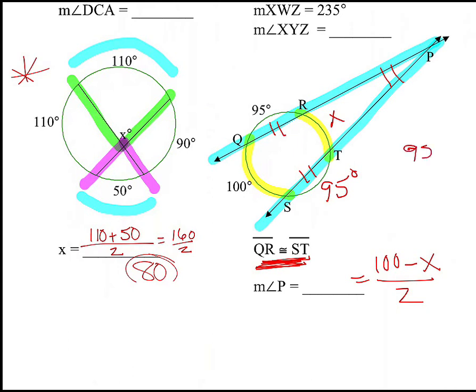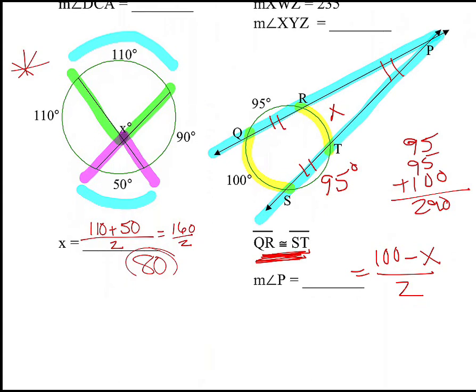So I have 95 plus 95 plus 100, which gives me a total of 290 degrees. That's only going to leave me 70 degrees for x. So if x is 70, I'm going to come down here, I'm going to get rid of x, and I'm going to replace it with 70 degrees, and now I can figure out what angle P is, because 100 degrees minus 70 is 30, divided by 2 means that this is equal to a 15-degree angle outside that circle.